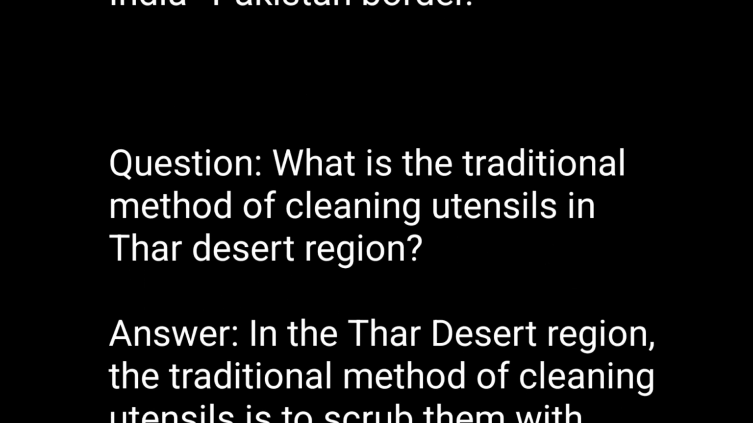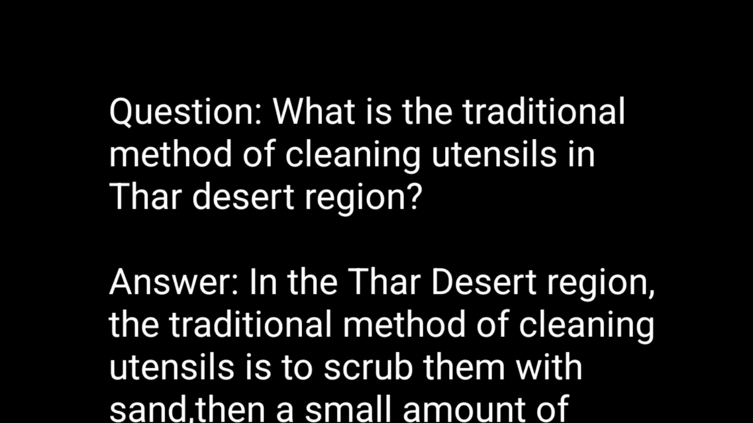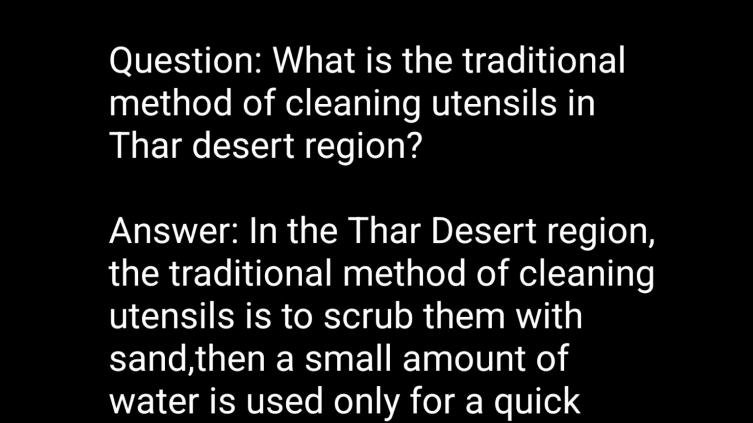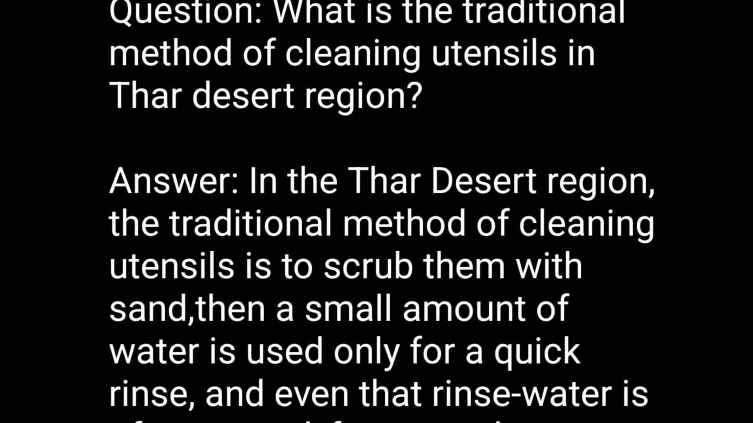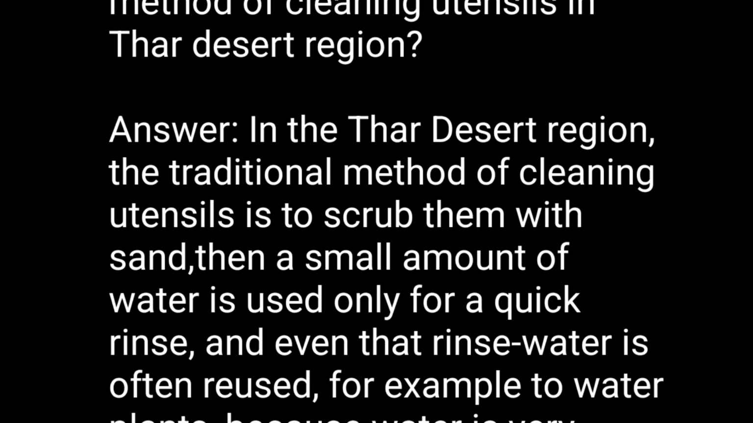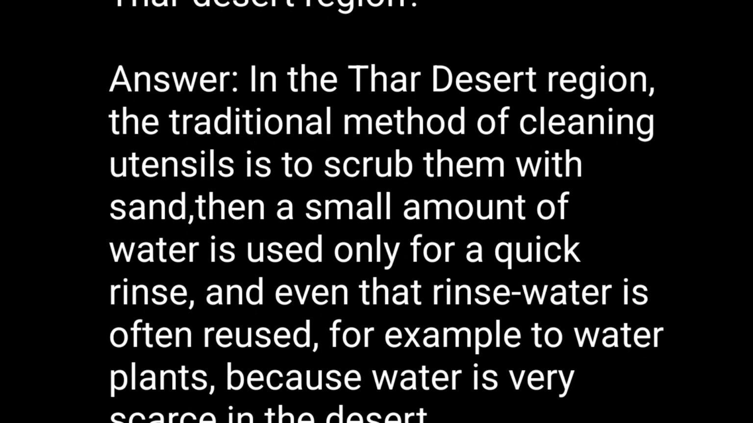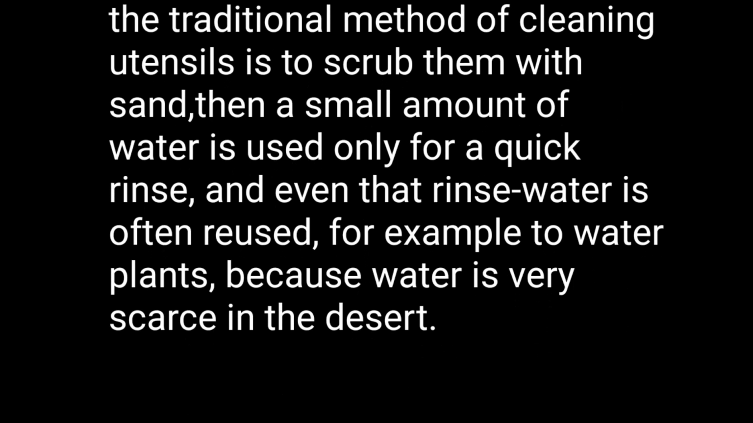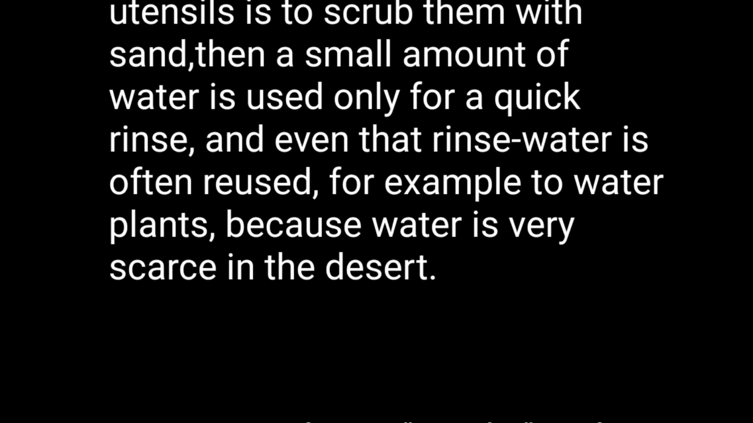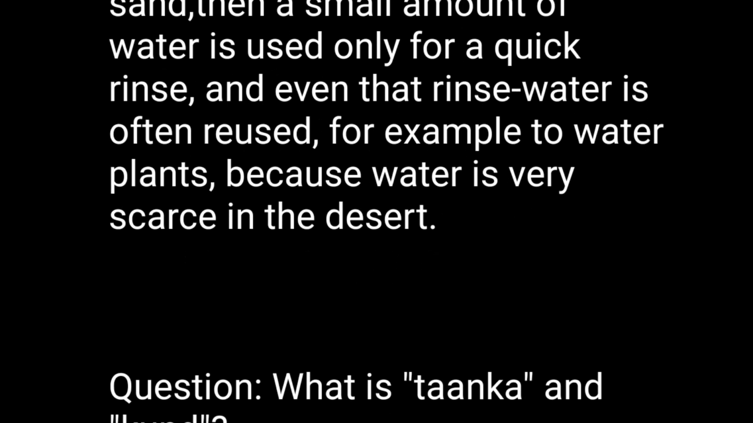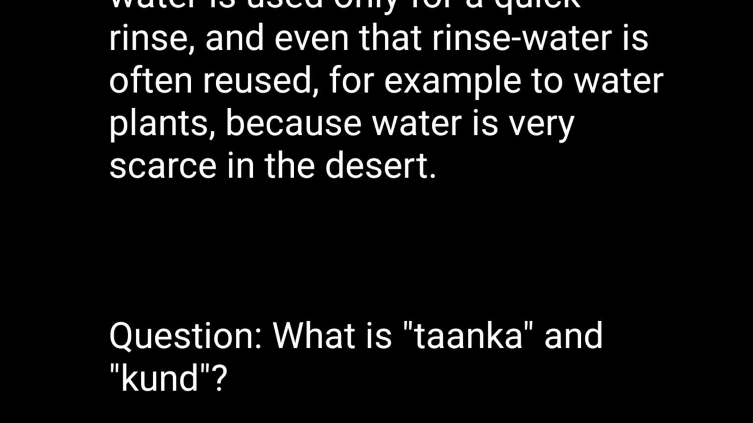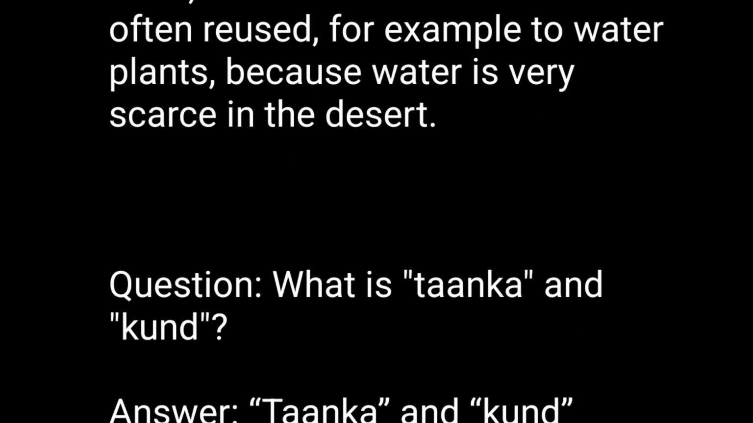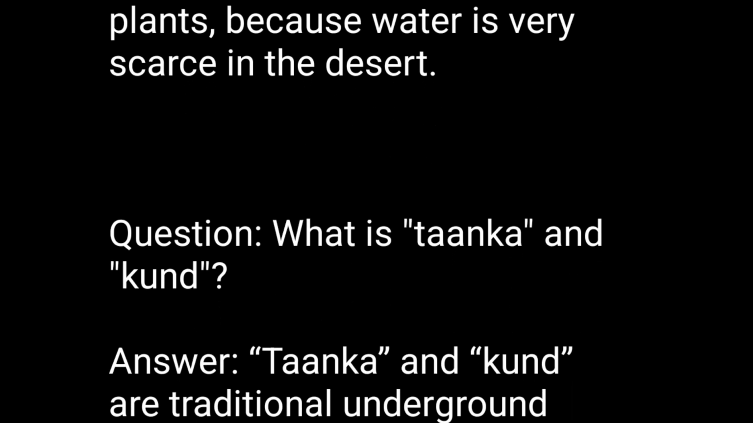Question. What is the traditional method of cleaning utensils in Thar Desert region? Answer. In the Thar Desert region, the traditional method of cleaning utensils is to scrub them with sand, then a small amount of water is used only for a quick rinse, and even that rinse water is often reused, for example to water plants, because water is very scarce in the desert.